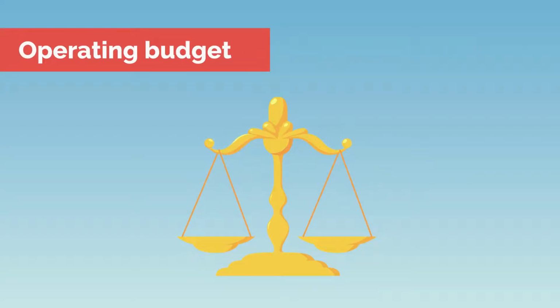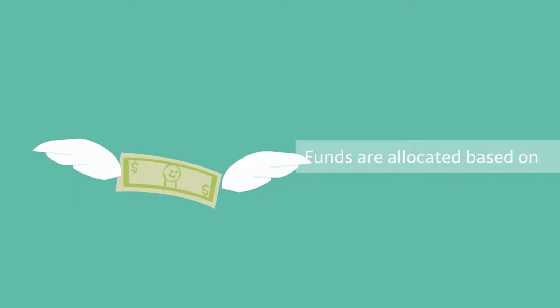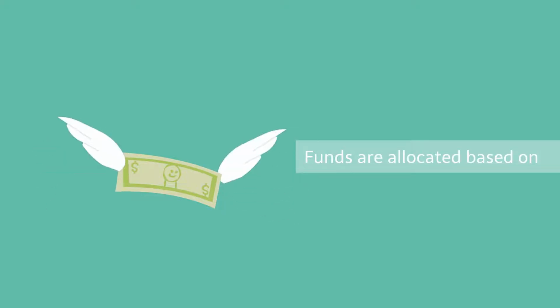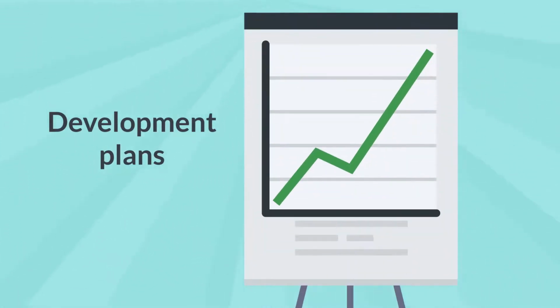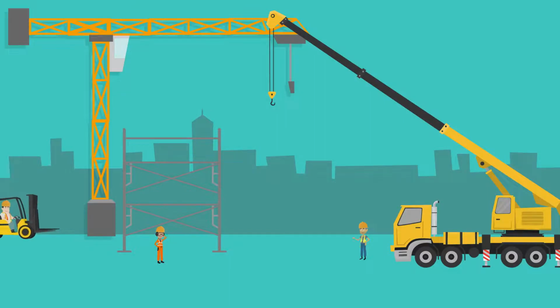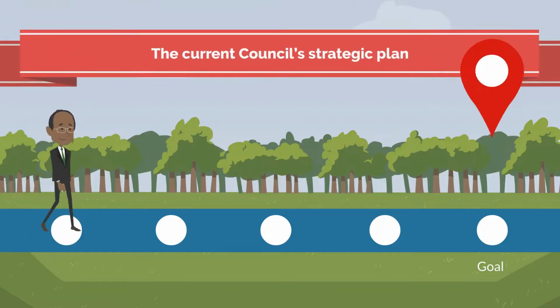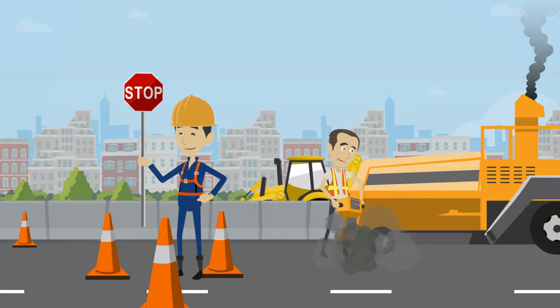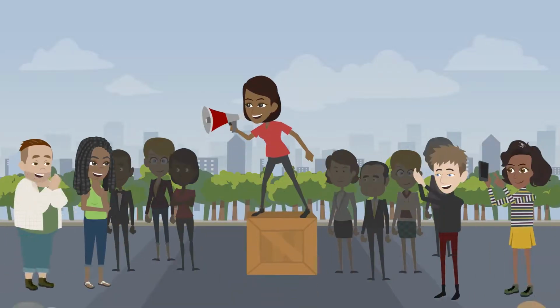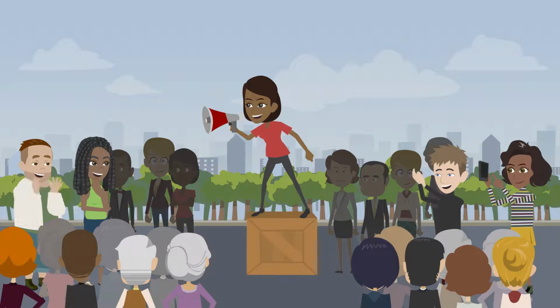It's a bit of a balancing act to achieve this, but generally speaking, the funds are allocated based on: 1. Development plans and the replacement of assets nearing the end of their life. Think outdated structures, equipment, or facilities. 2. The current council's strategic plan. 3. Desired services from the community. 4. And direct feedback from community engagement and stakeholders.